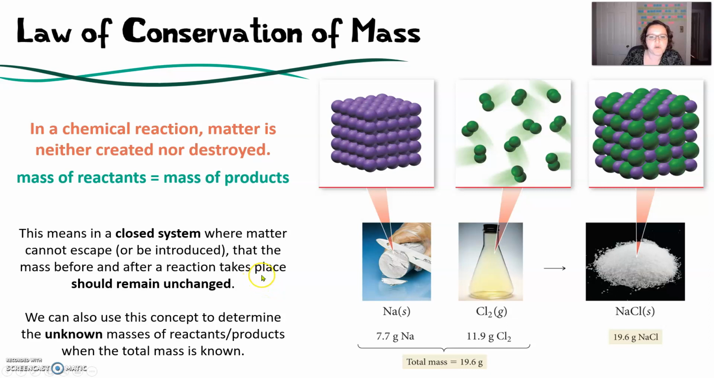This means that the total mass of all the reactants should equal the total mass of all the products in a chemical reaction. So, when a reaction takes place in a closed system where matter cannot escape or be introduced, then the mass should not change throughout the course of the reaction. This concept is very important as it allows us to determine the unknown mass of a reactant or product when we know the total mass and the masses of other reactants and products.